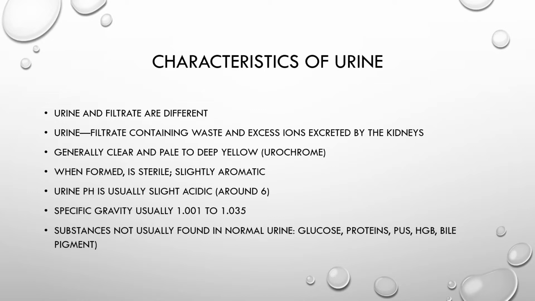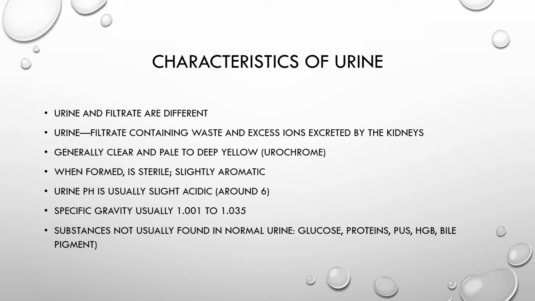When formed, urine is sterile and its odor is slightly aromatic. If you allow urine to stand, it takes on an ammonia odor, which is caused by the action of bacteria on the urine solutes. Some drugs and vegetables like asparagus and some diseases like diabetes mellitus will alter that usual odor of urine.